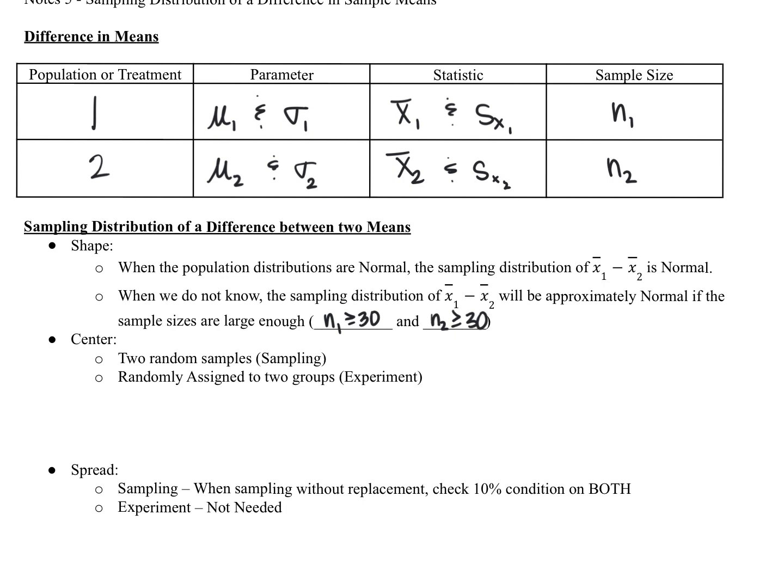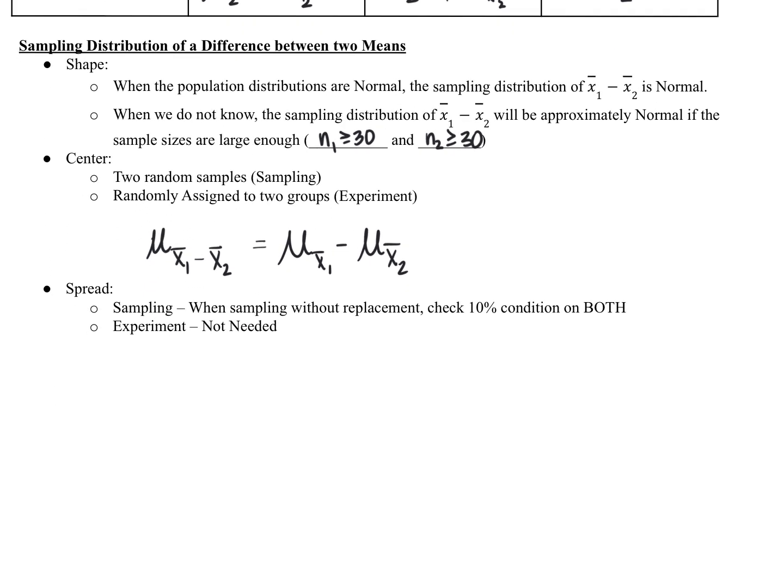For our center, we have to make sure that we have two random samples, or we have randomly assigned to two groups if it's an experiment. And as long as that condition is met, we can say the mean for x1 bar minus x2 bar is just the subtraction of each sampling distribution's mean. So mu of x1 bar minus mu of x2 bar. Very similar to proportions. The spread is going to be a little bit different.